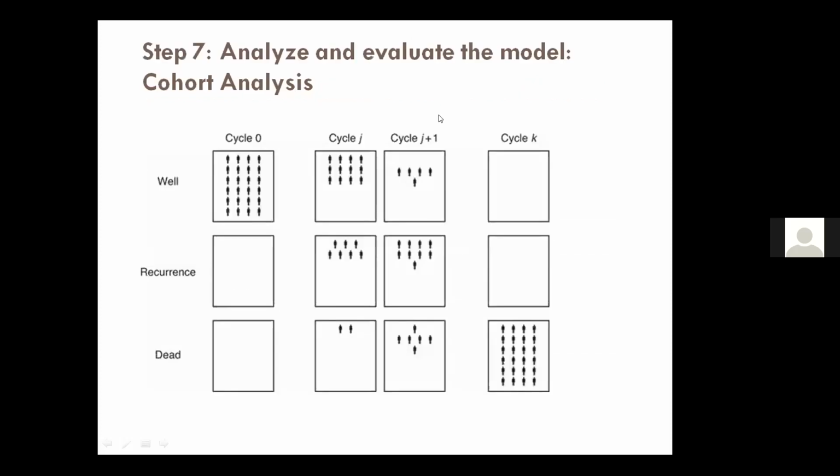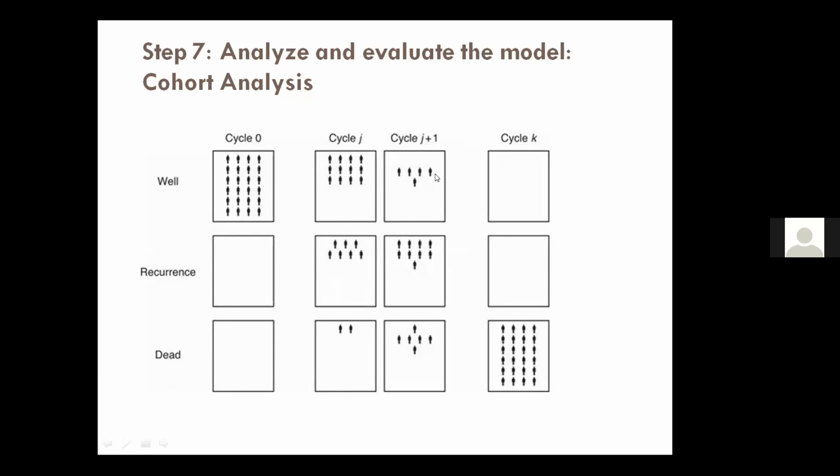So step 7 is to analyze and evaluate the model. The story is like this. In cycle 0, everybody is well. In the next cycle, some people disappeared. Where did they go? They go to recurrence, and recurrence means disease in this case. And some of them, look at it vertically now, 2 of them actually died. The total of these people is equal to the cycle 0 cohort. So the same cohort is now distributing.